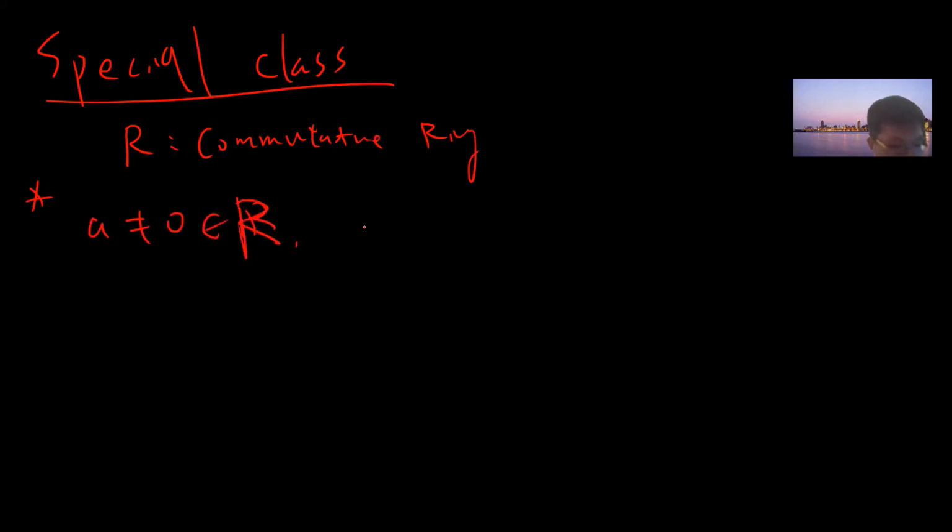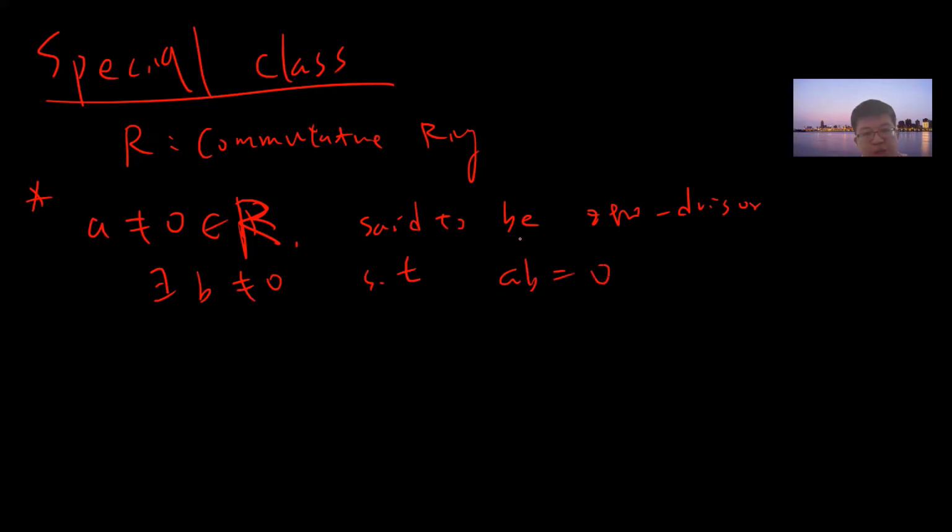So let's say R, we work in a commutative ring. Okay, so if a is non-zero in R, it is said to be a zero divisor if you can find a b which is non-zero, such that ab is 0, right? So this thing does not happen in the real numbers, right? Because in the real numbers, any non-zero times non-zero product must be non-zero. Okay, so this is somehow the generalization of the usual ring.